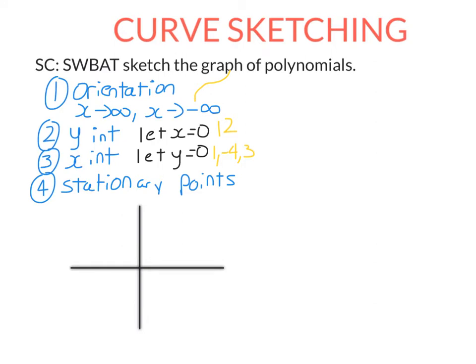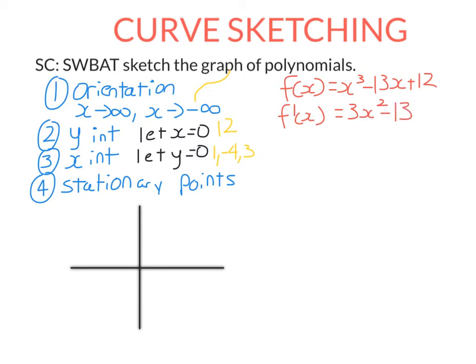So to calculate the stationary points, what I need to do is differentiate the function. So if this is f of x, f dash x, the derivative, is just going to be 3x squared minus 13. So the stationary points occur when this is equal to 0.